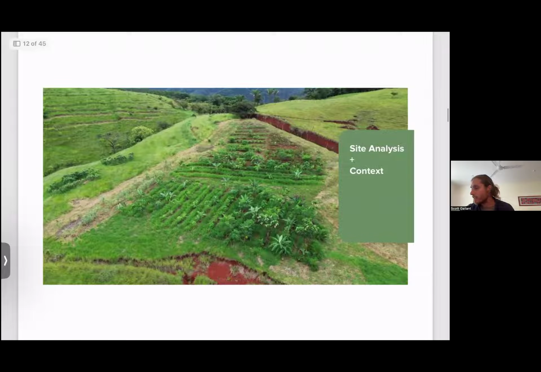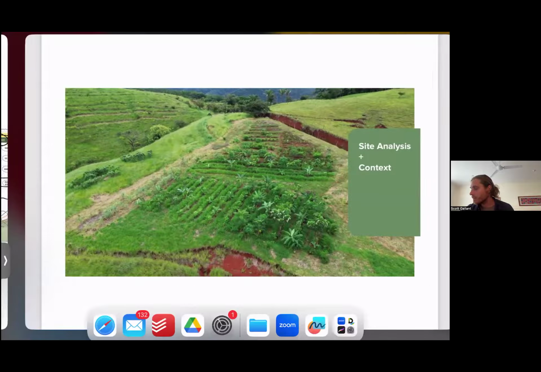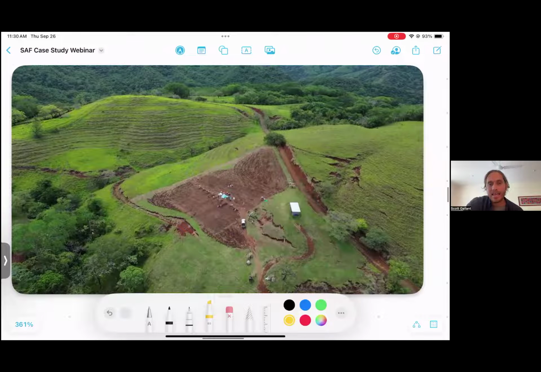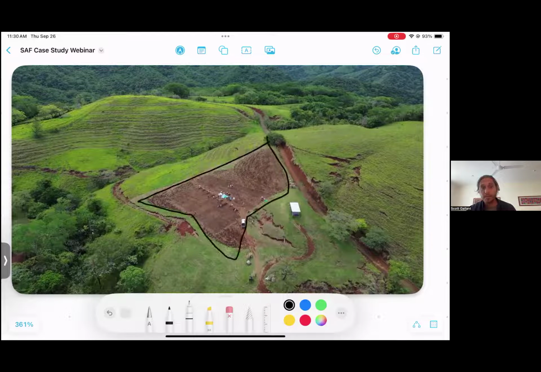So site analysis and context, I'm going to come back over here. Something that I would describe as a weakness of syntropic farming is that it tends to just focus in on the boundaries where we're planting. So that's our field plot. And in my experience in syntropic farming, it's very focused on just within that field plot. But we have to take time to analyze what's going on around us.